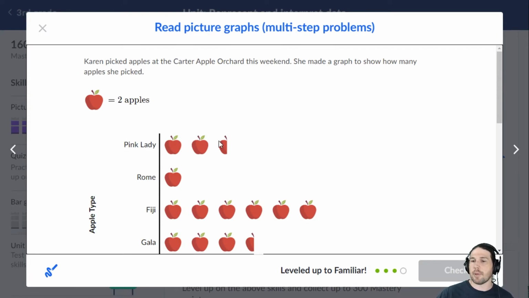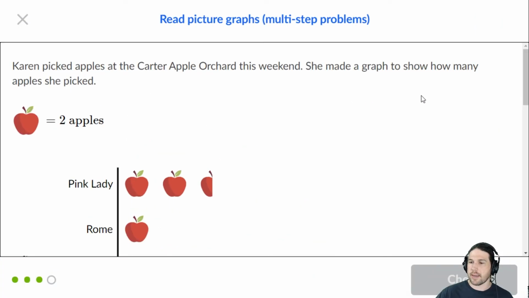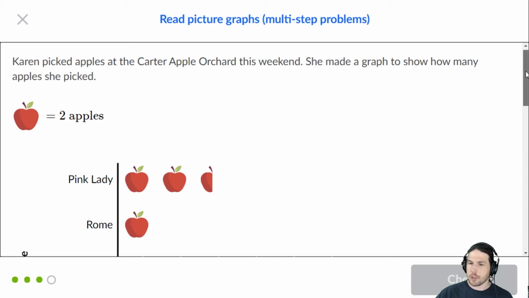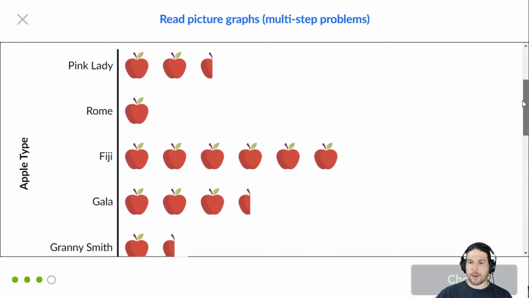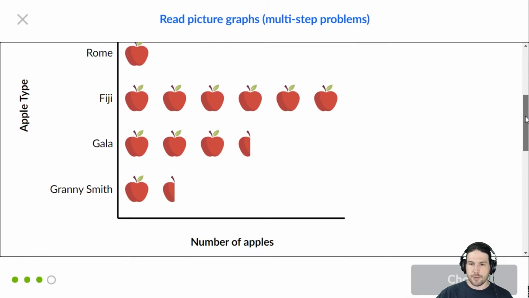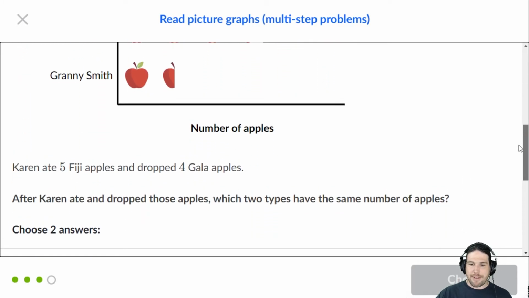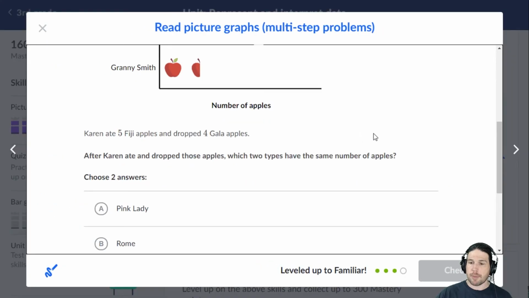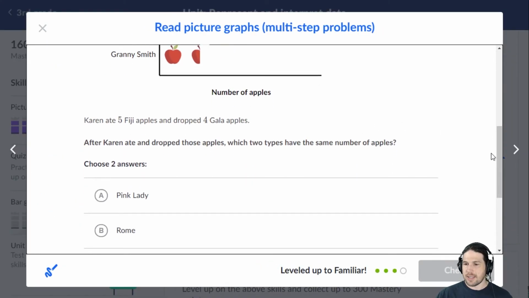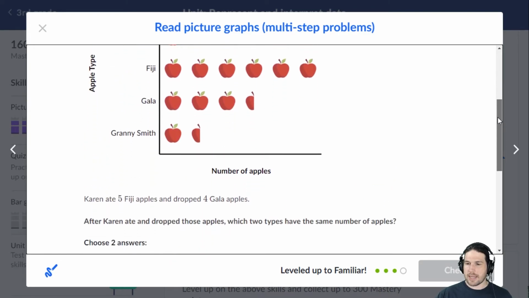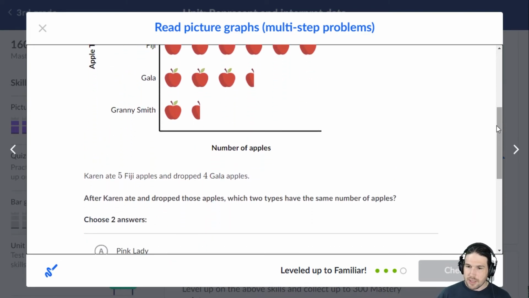Karen picks apples at the Carter Apple Orchard this weekend. She made a graph to show how many apples she picked. Okay. Again, that's a very, very diverse orchard. I approve. I think that's pretty great. Karen ate 5 Fiji apples and dropped 4 Gala apples. After she did that, which 2 types has the same number of apples?